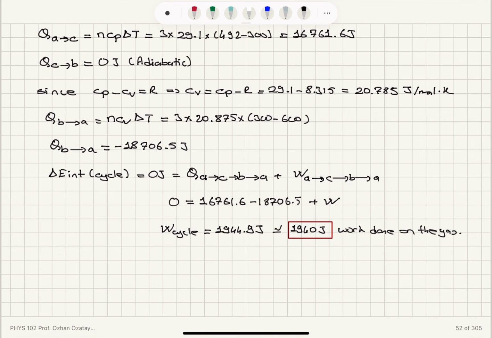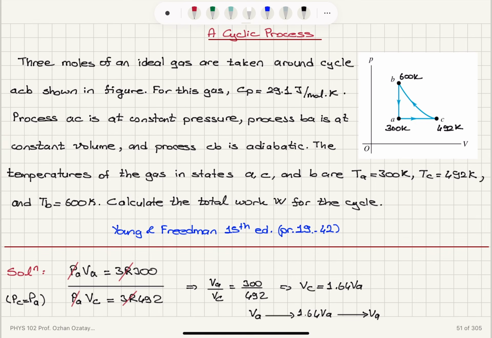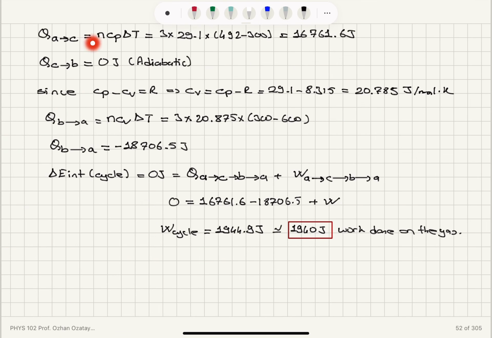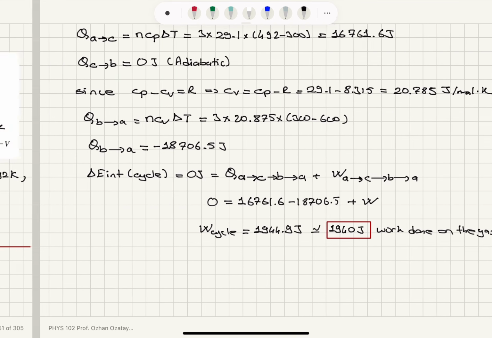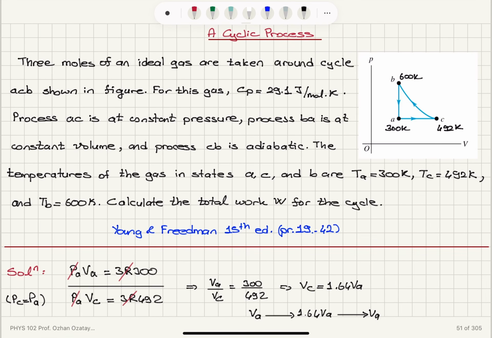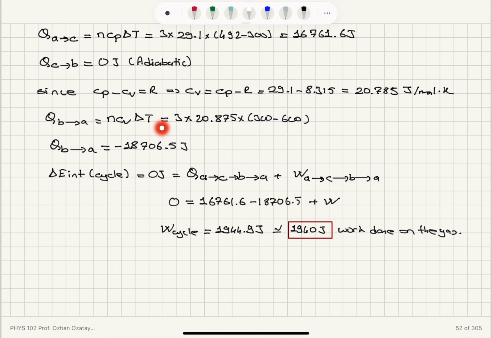And to calculate the heat added between A to C, isobaric process, it's nCP delta T. C to B is adiabatic, 0, and B to A is isovolumetric, nCV delta T, and I'm given CP. CP minus CV is R, so I can calculate CV and substitute. And if I calculate the total heat added to the gas plus the work done on the gas, this must add up to 0. So from this, I can obtain the work done on the gas.